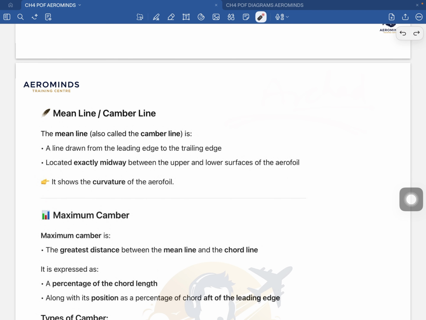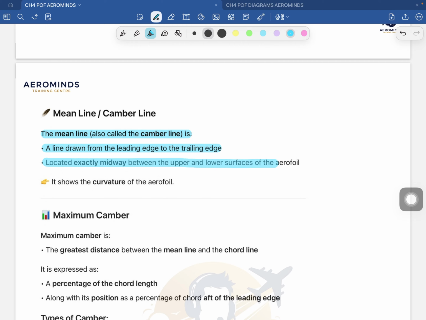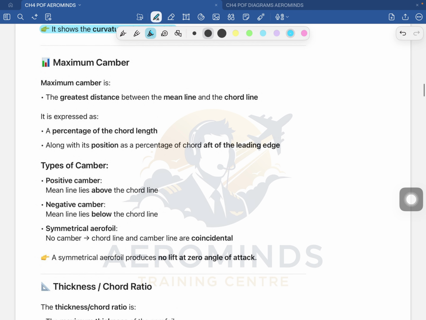Now a flat wing like this, a rectangle wing, has no camber. It has no curvature. A curved wing will have some curvature like this. Now we'll see this mean line, also called the camber line. It is a line drawn from the leading edge to the trailing edge, and it is located exactly midway between the upper and the lower surface of the aerofoil. It shows the curvature of the aerofoil. Got it?